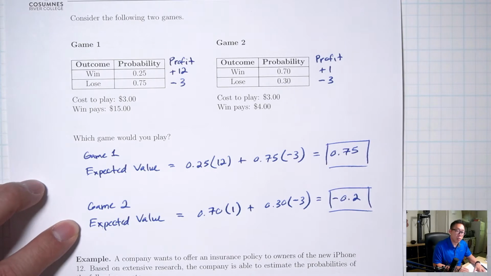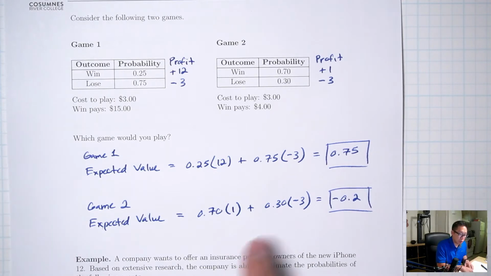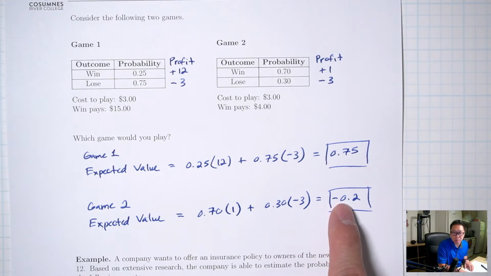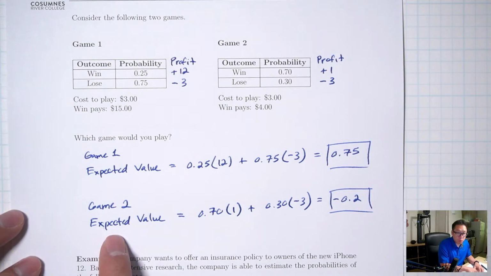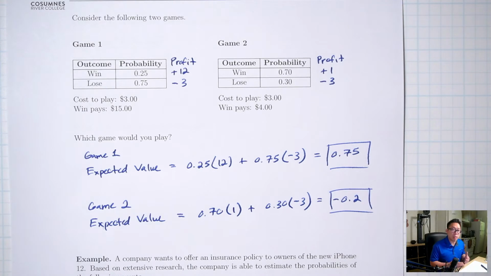Game 2, on the other hand, if you play it many, many times, each time you're playing, you're losing 0.20, which is 20 cents. So each time you're playing Game 2, you're losing on average 20 cents each time. So Game 2, you definitely don't want to play. Game 1, you definitely do want to play, especially if you're playing these games many thousands of times.